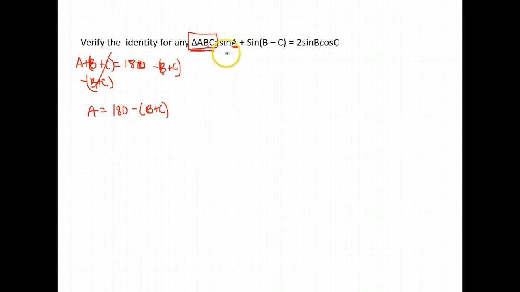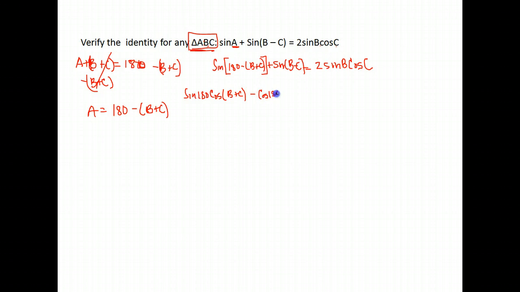So we're replacing our sine A with the sine of 180 minus B plus C, and then we still have plus sine B minus C equals 2 sine B cosine C. All right, let's expand the sine of 180 minus B plus C. We have an identity for the sine of the sum of two angles: the sine of the first angle, so sine 180, times the cosine of our second angle, which was B plus C, minus the cosine of that first angle, so cosine 180, times the sine of the second angle, which was B plus C.